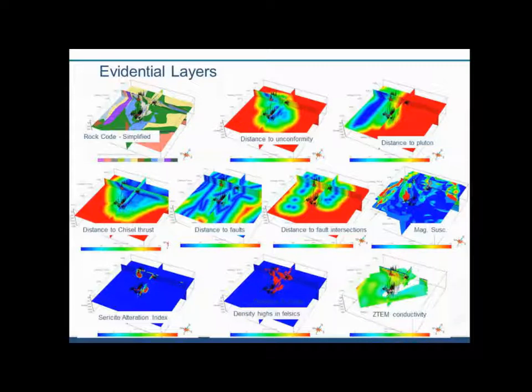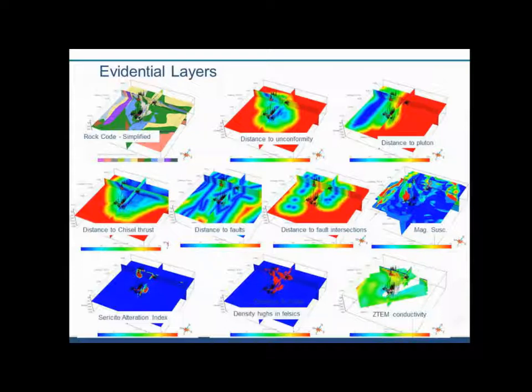And then we can input directly the magnetic susceptibility model because we're going to look for susceptibility lows. And we have our alteration index models. And we have a model that we created from the density model, which represents density highs in felsics, because we just looked for those high densities that are in the modeled felsic geologic units and removed other density highs, which might be basalt or mafic rocks. And then we have our ZTEM conductivity model.